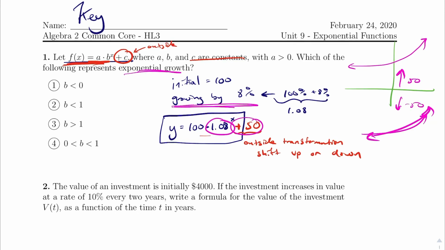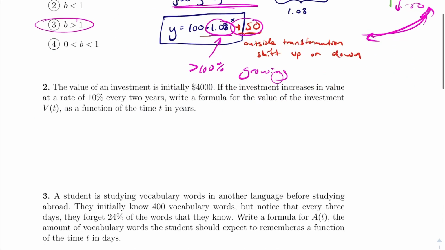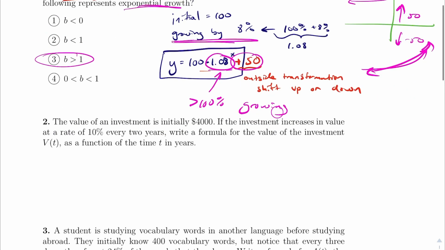So as long as this is bigger than 100%, it means we're growing. So bigger than 100% would mean this number has to be bigger than 1. If it were less than 1, that would mean we had to have subtracted off a percent, giving us something like 0.92 or whatever.